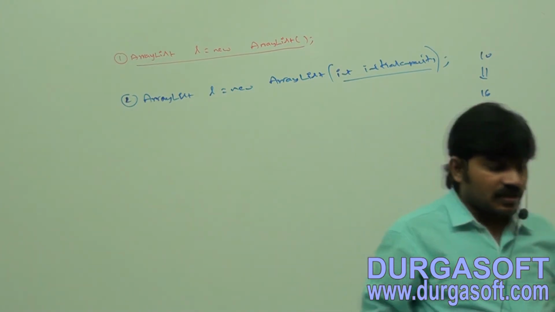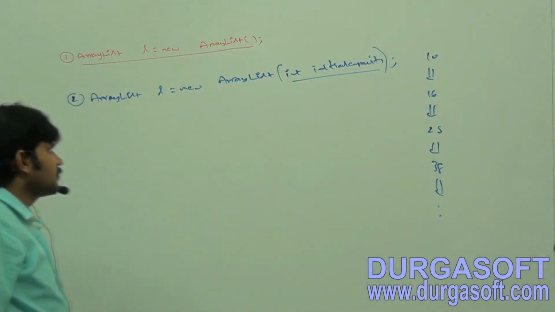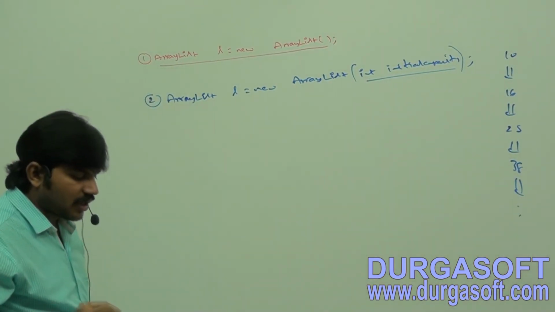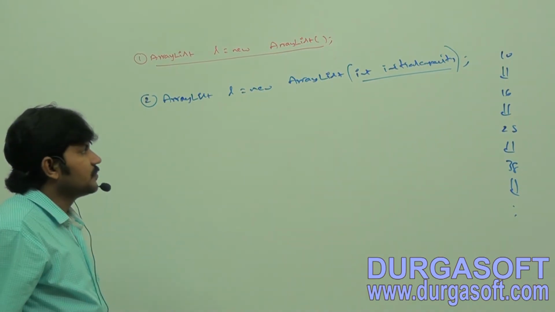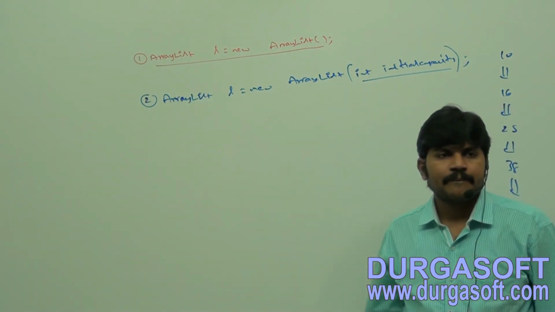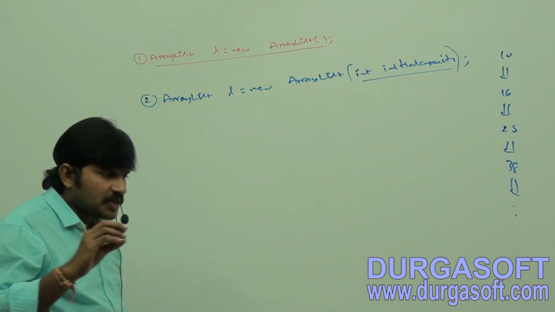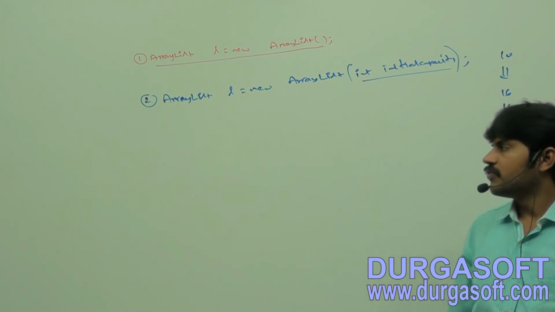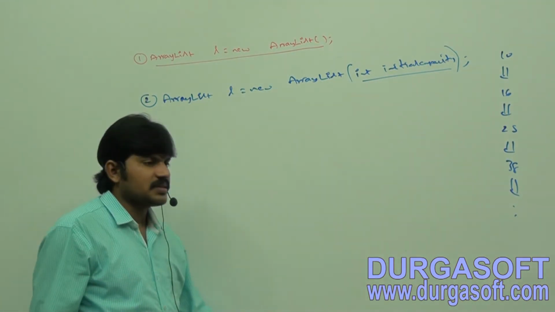Second one: ArrayList l = new ArrayList(int initialCapacity). This creates an empty array list object with the specified initial capacity. This is the second constructor we have.